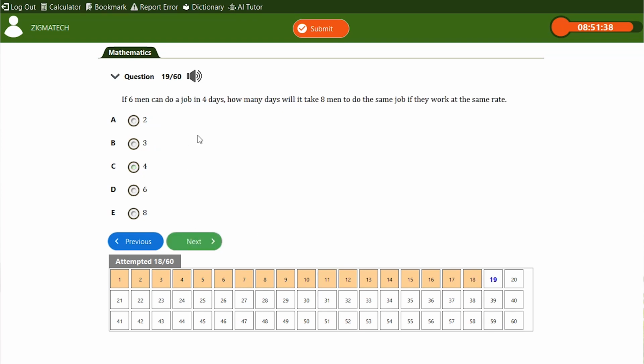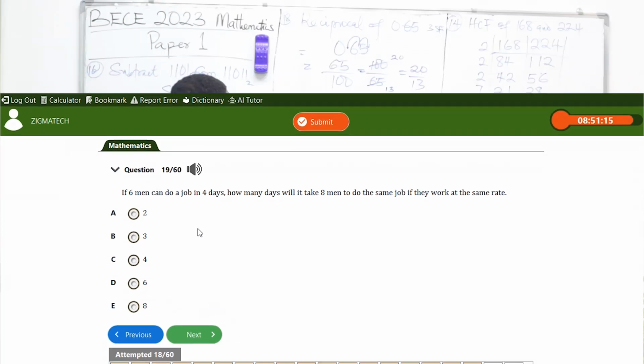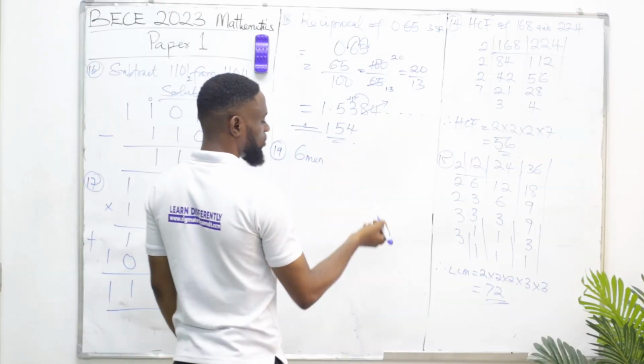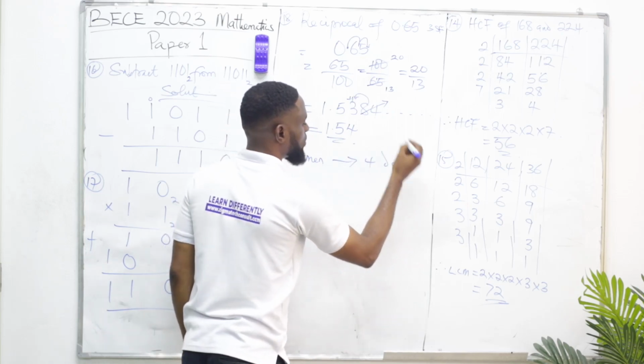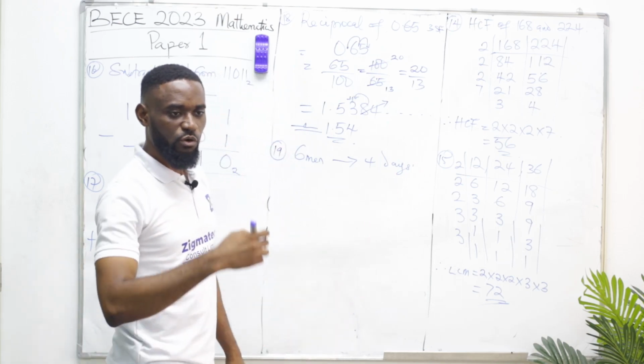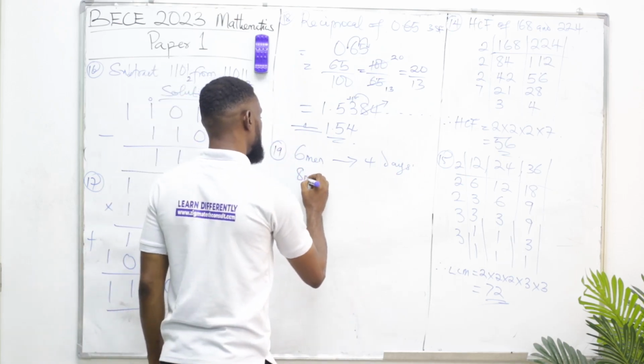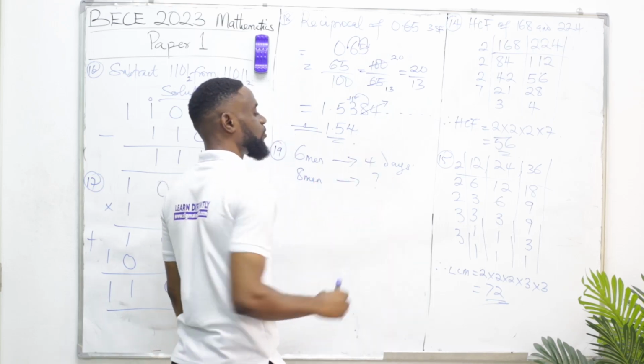If 6 men can do a job in 4 days, all right? How many days will it take 8 men to do the same job if they work at the same rate or at the same pace? Do you understand the point? All right, let's see that, number 19. 6 men, they did this job in 4 days. 6 men, 4 days. So 8 men, how many days? We don't know.